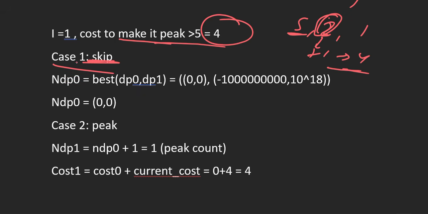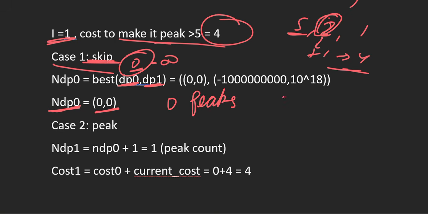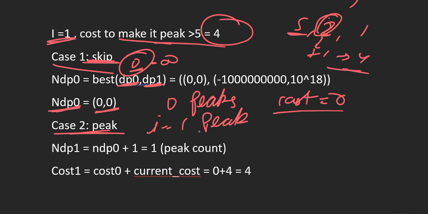Case 1 is skip. As we have already discussed, in the skip case we will take the best of DP0 or DP1. DP0 is 0 and DP1 is minus infinity, so the best is DP0. So the new DP state for I equal to 1 is 0 comma 0, meaning 0 peaks, and the cost is also 0. Then case 2, if we make I equal to 1 a peak, that means I equal to 0 should not be a peak.